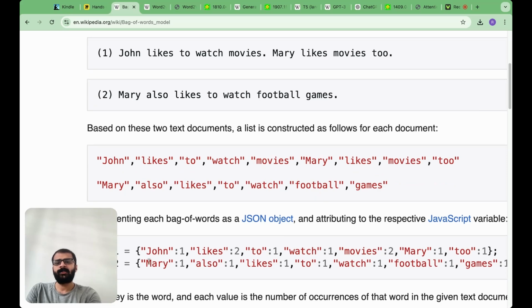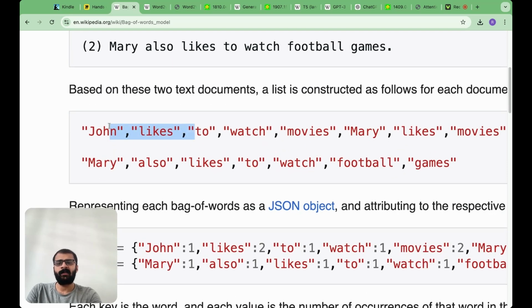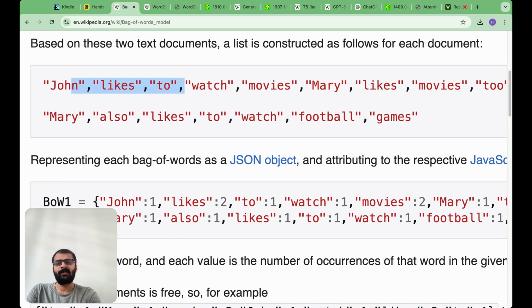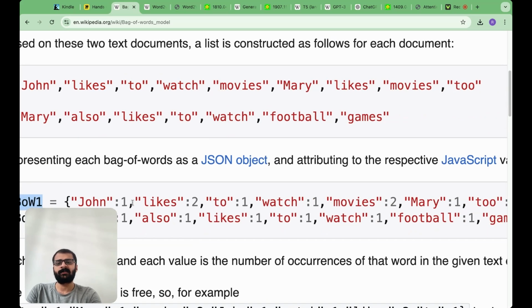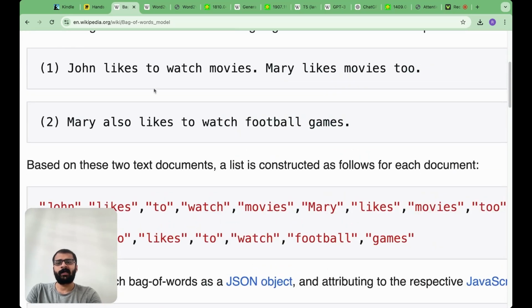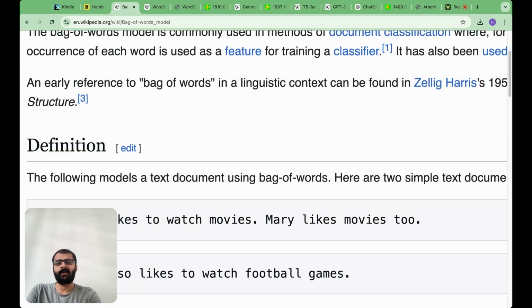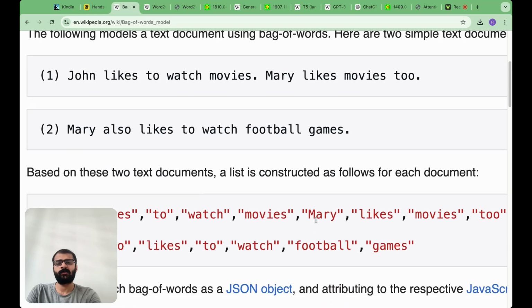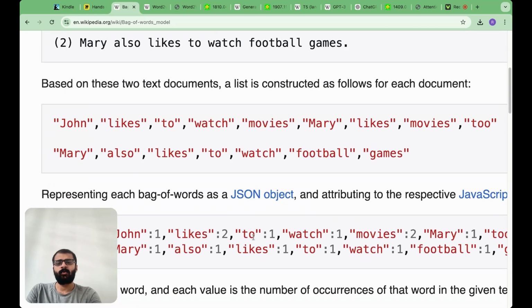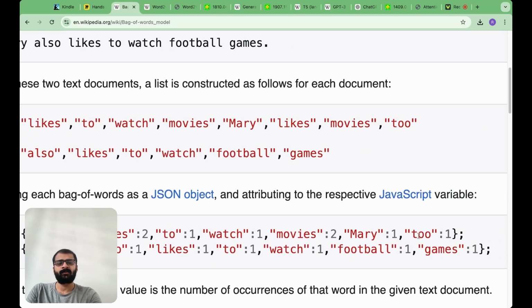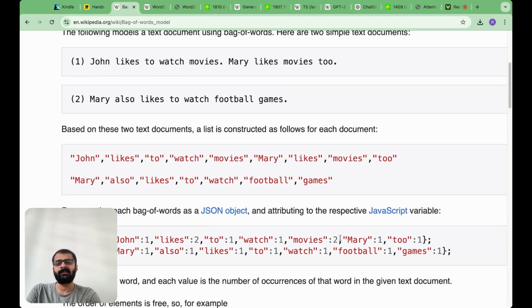Now, based on each document and the words which have been written, a dictionary is created next. So for the first document, here is the dictionary. John comes once, likes comes two times, because likes comes here and likes comes here also. Then the word to comes once, watch comes once, movies comes twice, Mary comes once, and too comes once.